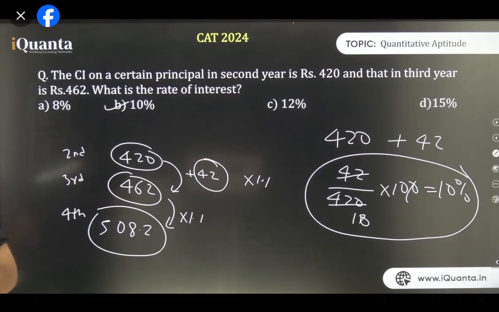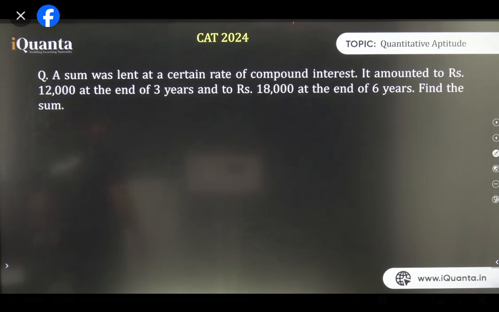Slowly go. Okay. This question. A sum was lent at a certain rate of compound interest. Okay, 3 years में 12,000 हुआ, 6 years में it became 18,000. Find the sum.